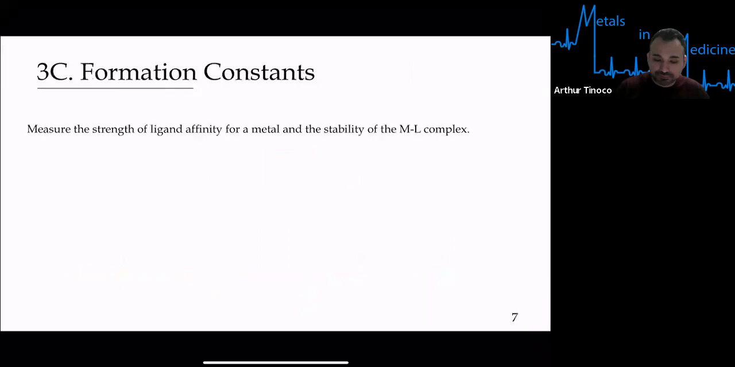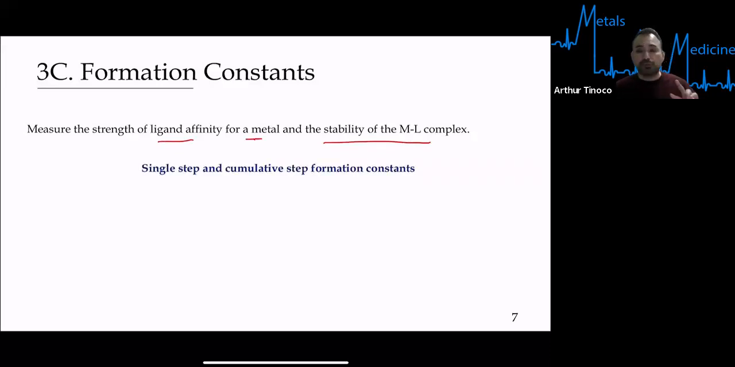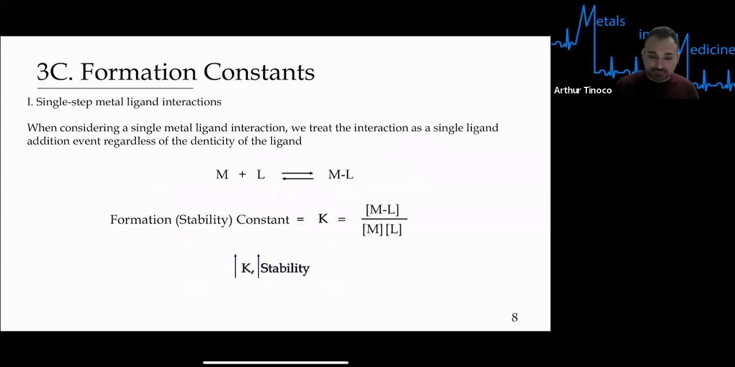All right, with that in mind, I want to focus on formation constants, essentially the measure of the strength of ligand affinity for a metal, and overall a measure of the stability of the metal-ligand complex. We can look at this from two perspectives: single step and cumulative step formation constants. What do I mean by a single step? Literally one binding event. Whereas when I'm talking about cumulative steps, I mean you might have more than one ligand binding to a metal. And how do we represent that process?